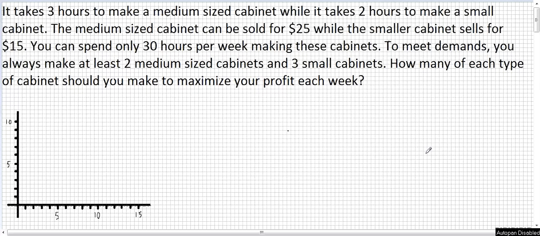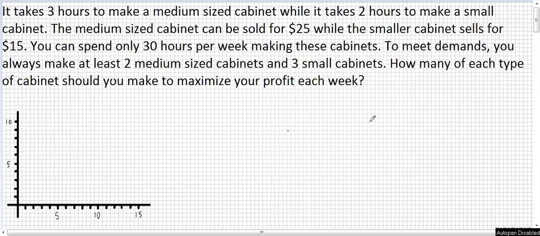It takes 3 hours to make a medium-sized cabinet, while it takes 2 hours to make a small cabinet. The medium-sized cabinet can be sold for $25, while the smaller cabinet sells for $15. You can spend only 30 hours per week making these cabinets. To meet demands, you always make at least 2 medium-sized cabinets and 3 small cabinets. How many of each type of cabinet should you make to maximize your profit each week?